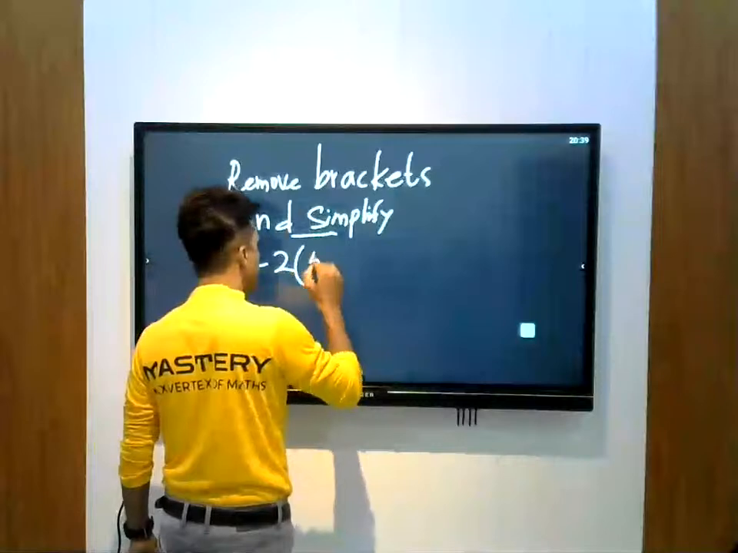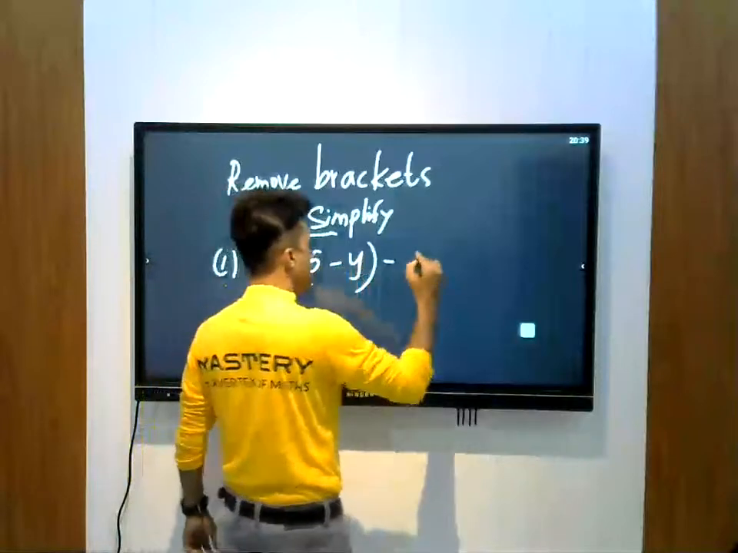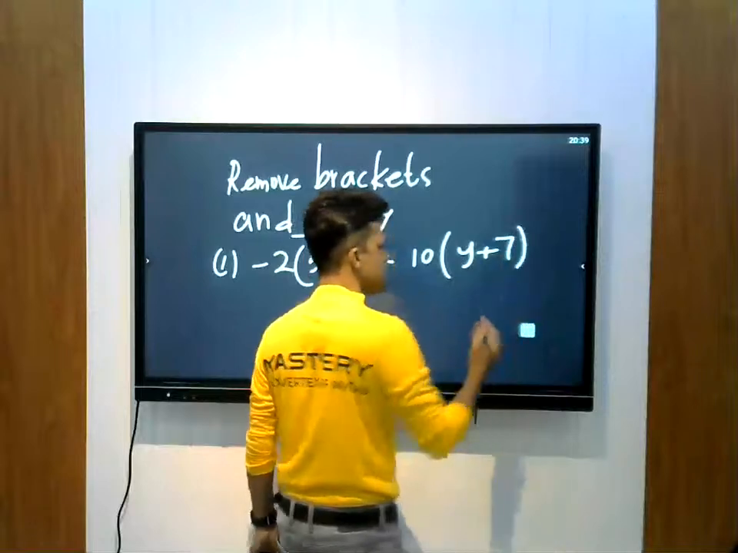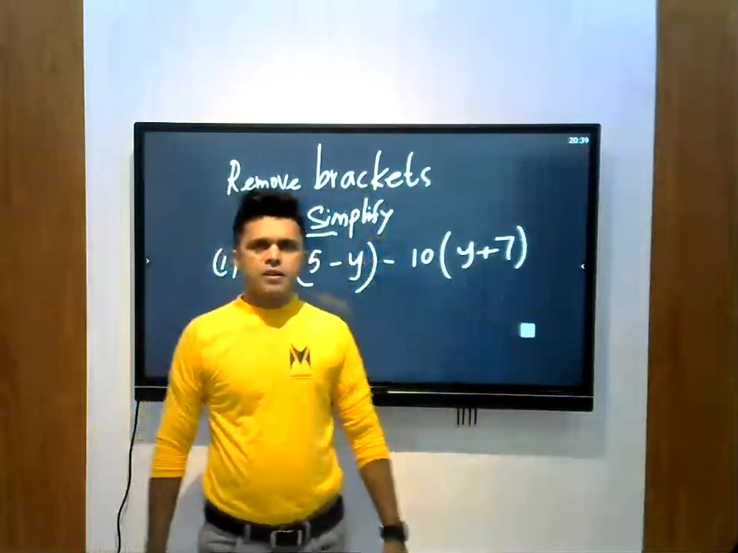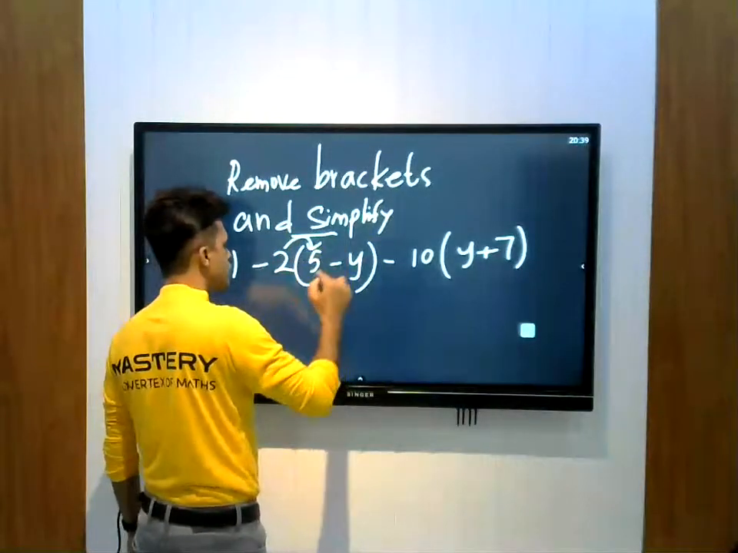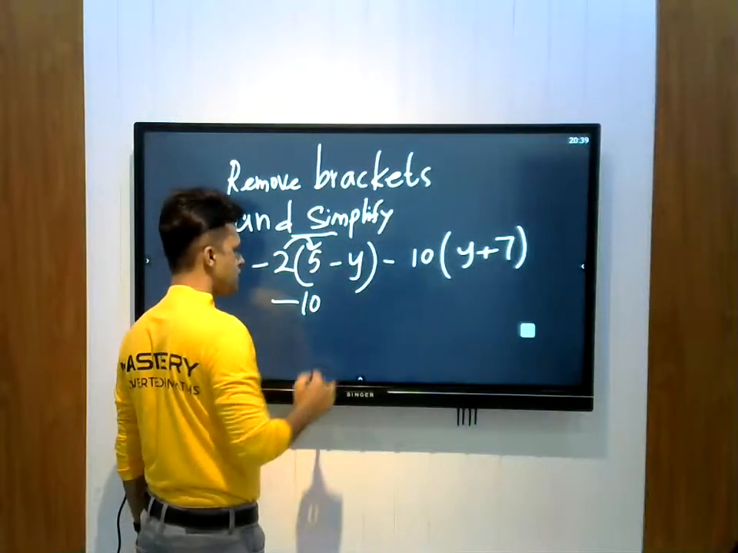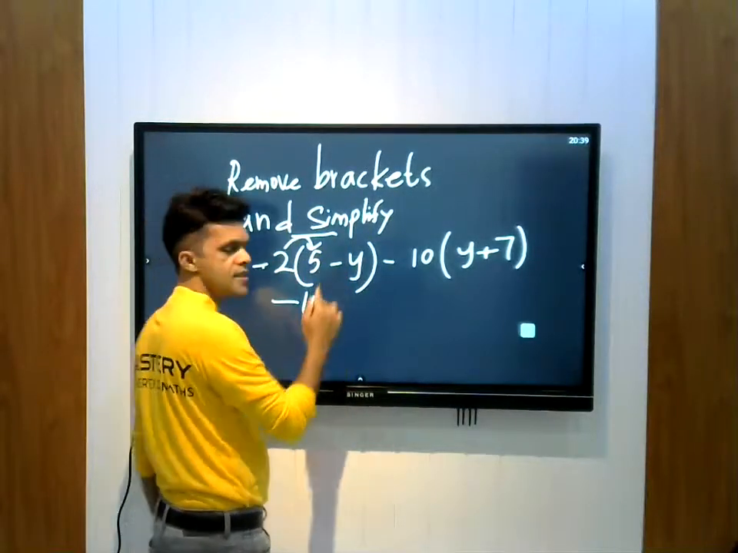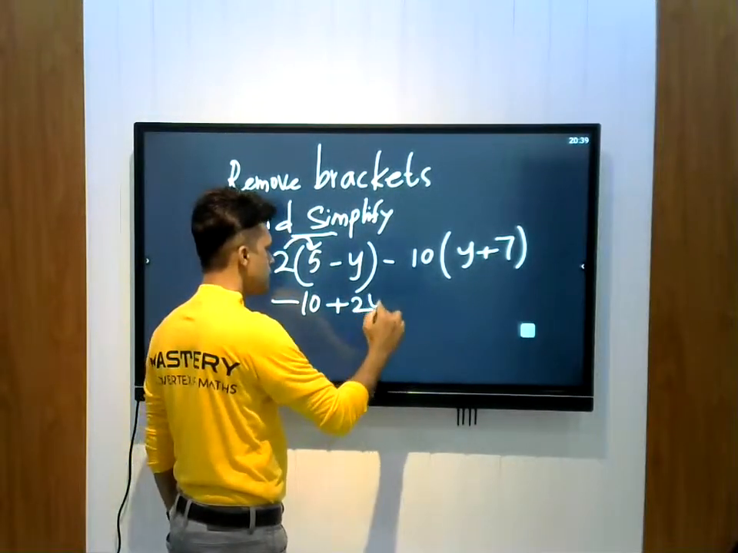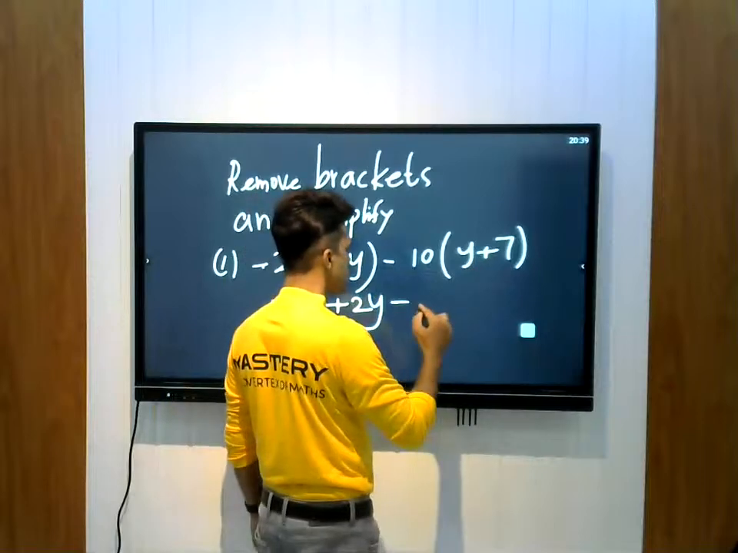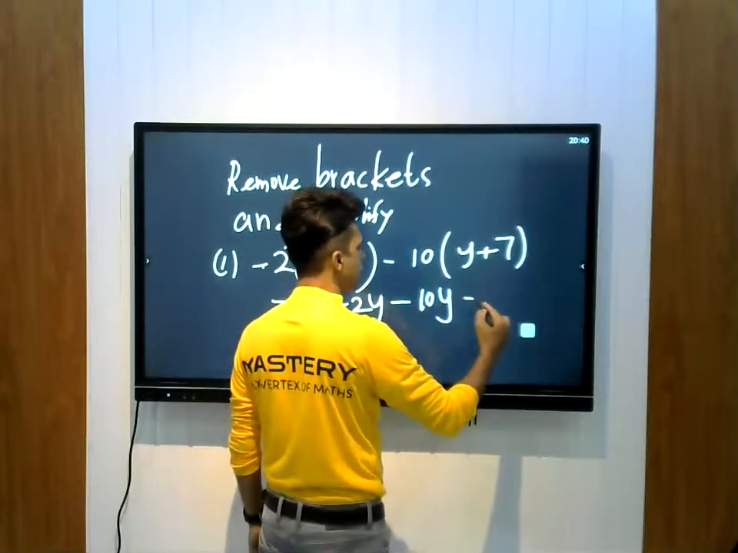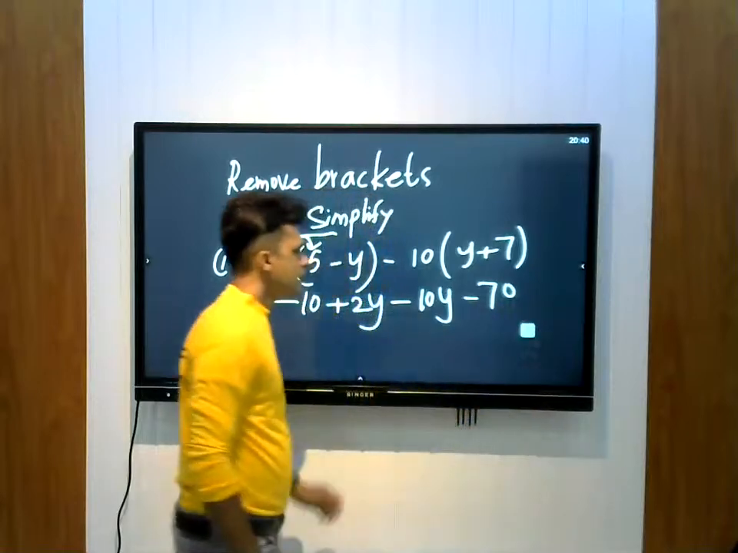Minus 2 into 5 minus y, minus 10 into y plus 7. Let's remove the brackets. How can you remove the bracket? Minus into plus is minus, 2 times 5 is 10. Minus into minus is plus, 2 times y is 2y. Minus into plus is minus, 10 into y is 10y. Minus into plus is minus, 10 times 7 is 70.